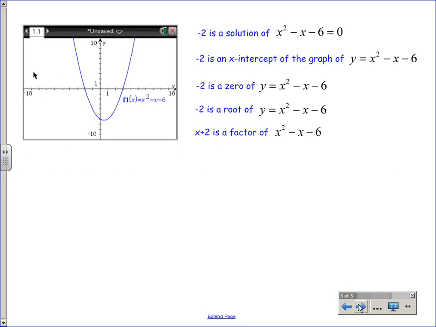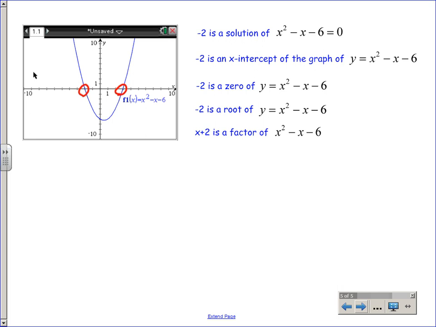One more comment, and that is all of the things that mean the same thing, and this is over on the left-hand side of your notes. If we just take that very first example that had a 0 at -2 and +3, let's just take the number -2. We can say -2 is a solution of x squared minus x minus 6 equals 0. We can say -2 is an x-intercept, -2 is a 0, -2 is a root, or x plus 2 is a factor. And all of those are essentially the same thing.